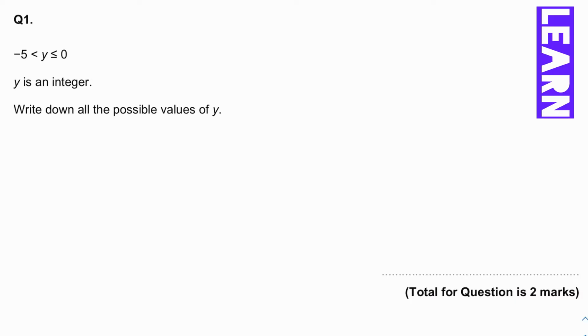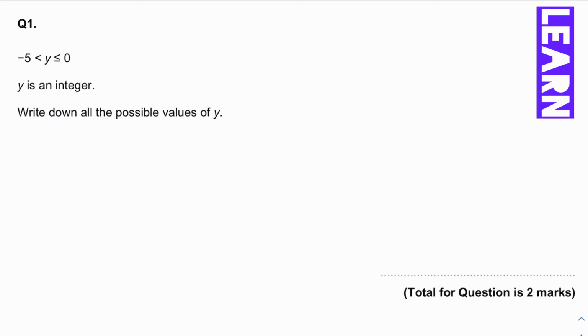Okay, so we're going to have a look at linear inequalities. To begin with, we're going to have a look at finding the integer values which satisfy a certain inequality. It tells you to write down all the possible values of y. It tells you that y is greater than -5, but y is less than or equal to 0. So we've got to think of all the numbers which are between -5 and 0.